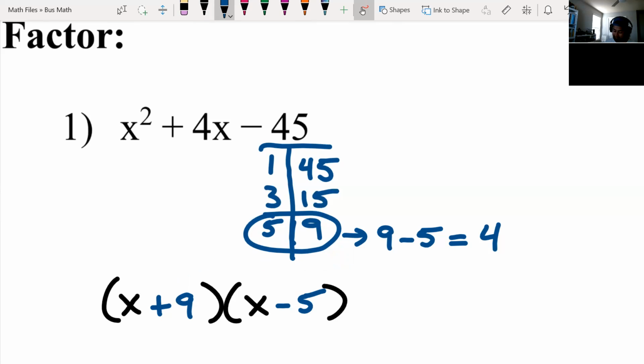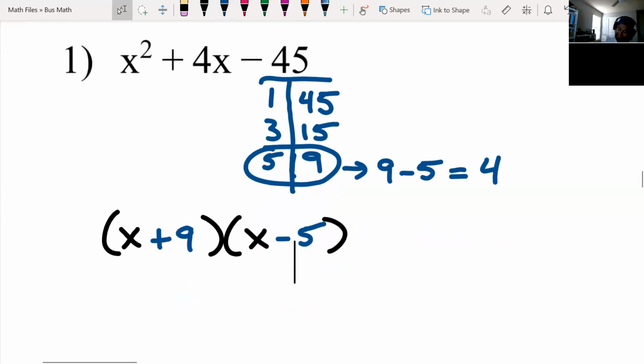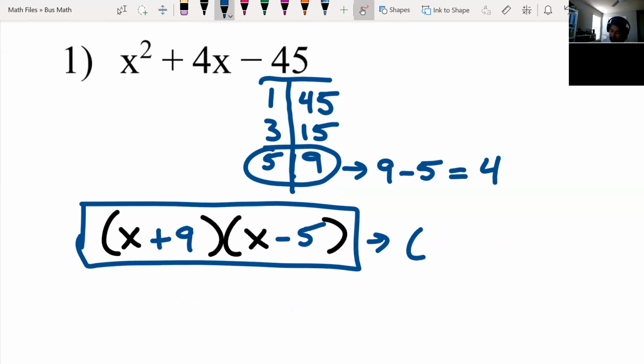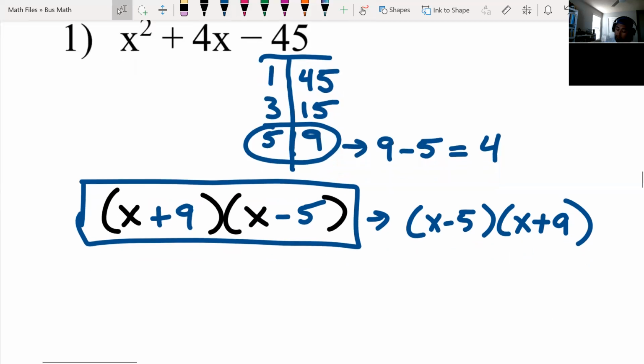That's it. The order doesn't matter, right? The order does not matter. You can write it also as x minus 5 times x plus 9. Just make sure your signs are the same on both numbers. Again, now you want to know if you did it right. FOIL it back out.